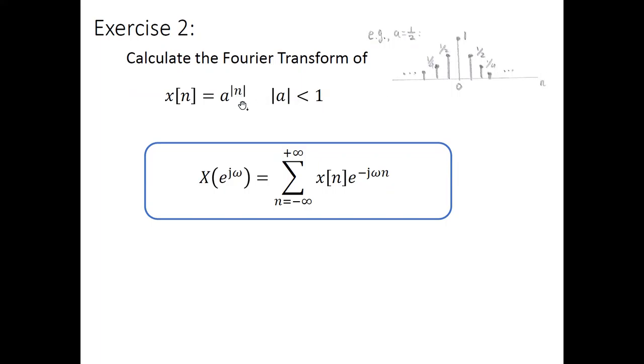But when n is less than 0, because the absolute value of n is a signal that's symmetric over n equals 0, a to the power of the absolute value of n is also symmetric with respect to n equals 0, or symmetric with respect to the vertical axis. Such a signal we call an even signal. So we can see the symmetry from this example. For this signal, how to calculate its Fourier transform? Again, we use the standard formula. Let's take 2 minutes for practice.